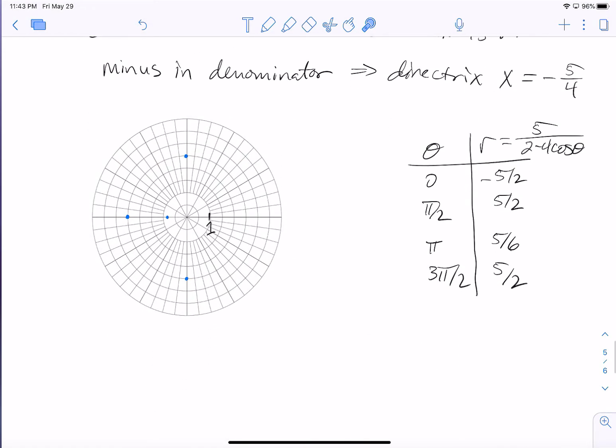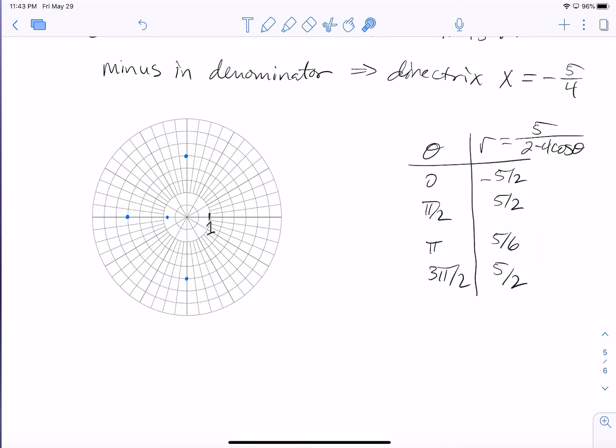Going back to the original equation, r equals 5 over 2 minus 4 times the cosine of theta. When theta is equal to 0, I have a radius of negative 5 halves. I have a radius of 5 halves also when theta is equal to pi over 2 and when theta is equal to 3 pi over 2. When theta is equal to pi, we have a radius of 5/6.